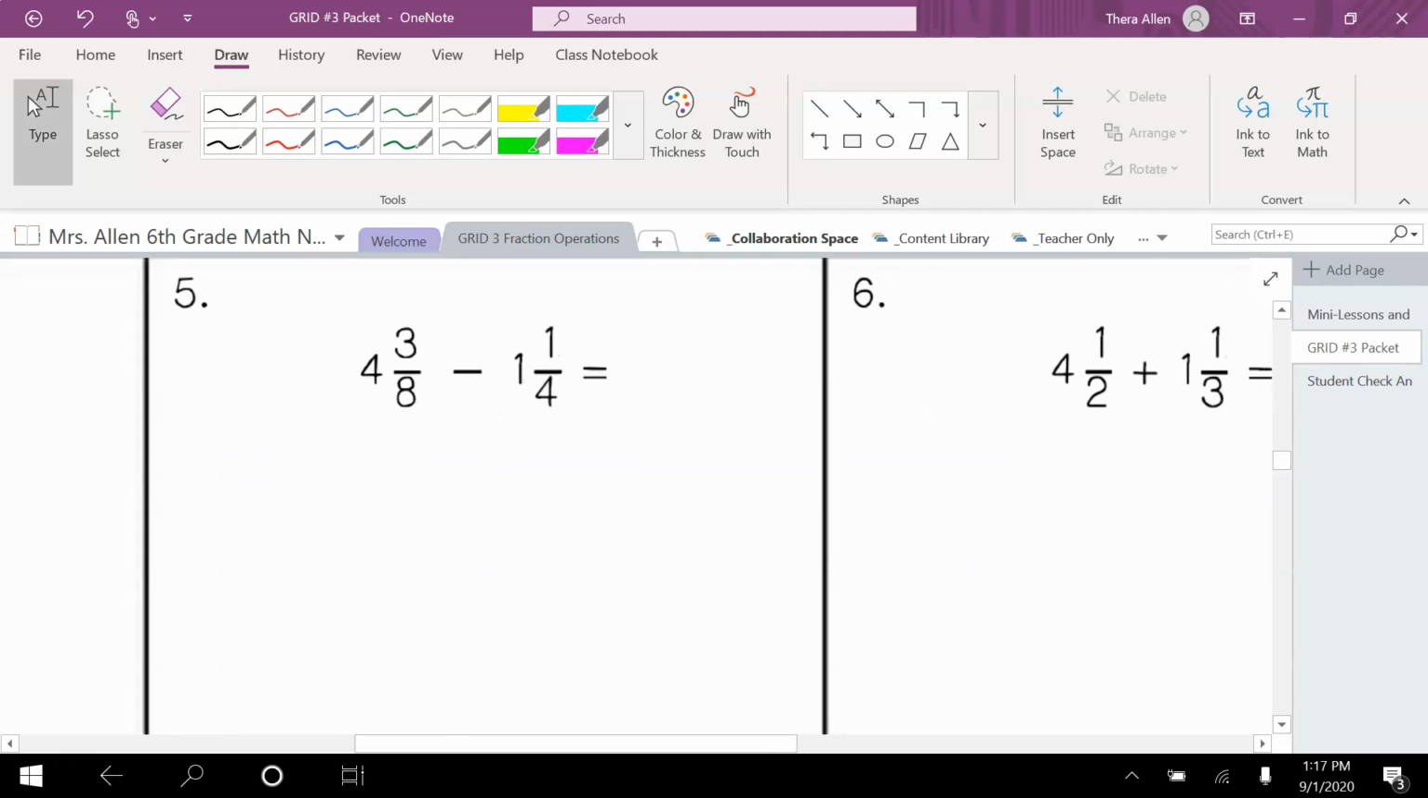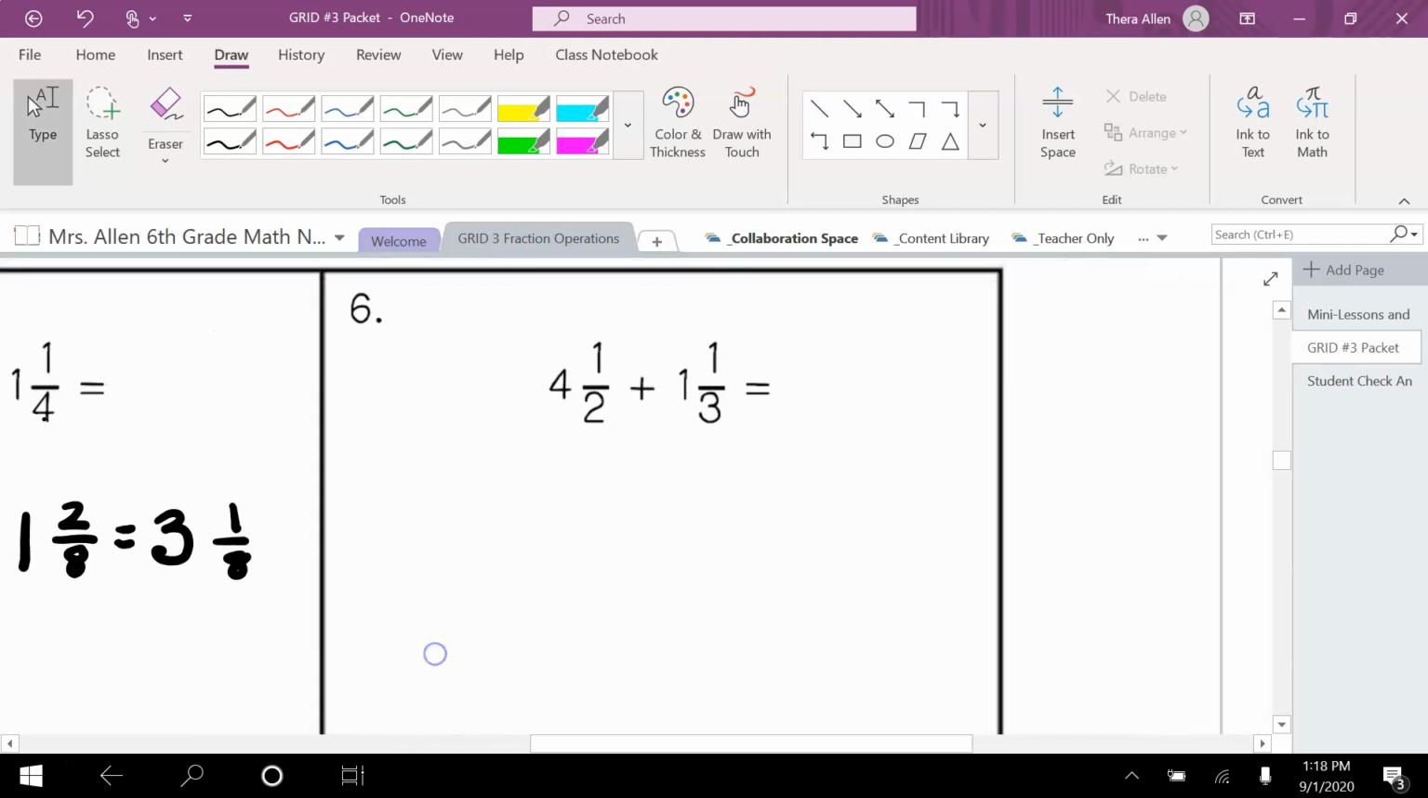Next, this is subtraction, but our denominators are not the same. So I'm going to go ahead and write out my whole numbers because we're not going to change those. My least common denominator between 4 and 8 is going to be 8. So this one will stay the same. And this 4 times 2 can give me 8. So 1 times 2 gives me 2. I subtract my whole numbers. 4 minus 1 is 3. I subtract my numerators. 3 minus 2 is 1, and the answer is 3 1/8.